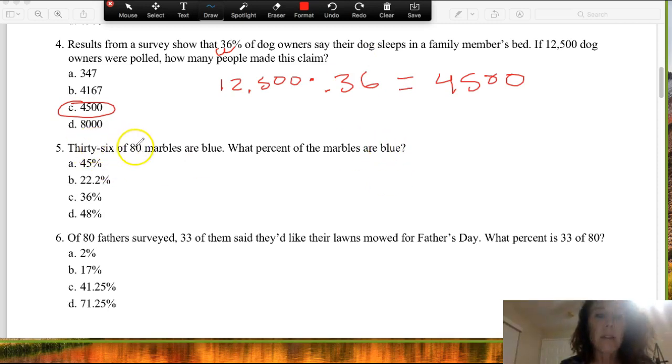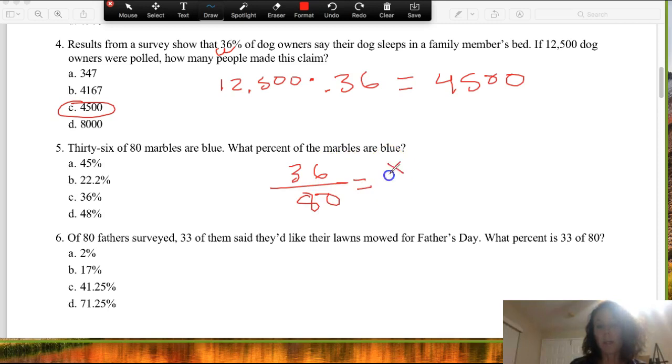Okay, number 5, 36 of 80 marbles are blue. What percent of marbles are blue? So the part is 36, the whole is 80. We're just going to go part to whole. Now, if you want to just do this division, you can, and then move the decimal over 2 places. Or you can go part to whole is what percent out of 100, and you would cross multiply. 36 times 100 would be 3,600. That equals 80 times X, which would be 80X. Divide by 80, divide by 80. So you end up dividing by 80 anyways. If I get 3,600 and I divide by 80, I get 45 equals X.